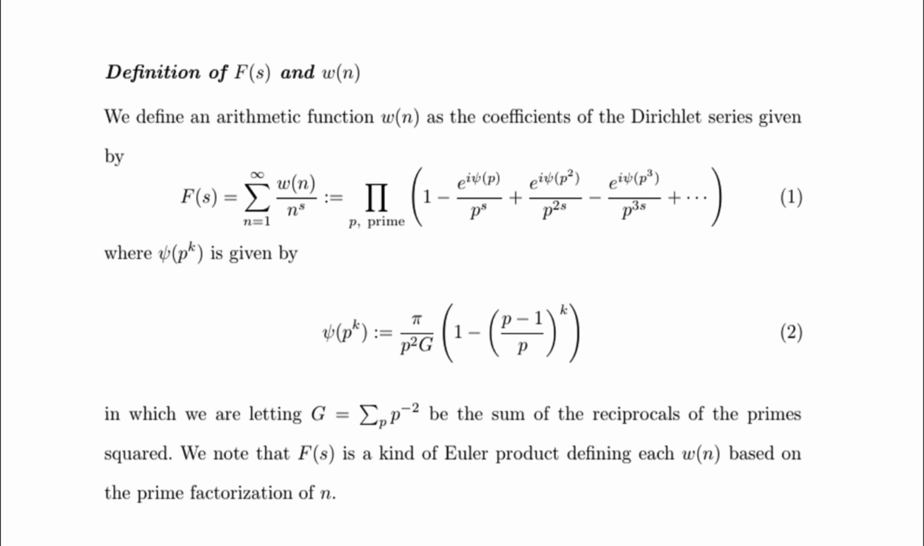That's all for today. In video 3, we are going to circle back to this part of the paper again, and we're going to talk about W of n and F of s, and we're going to talk about what Sky means when he says that F is a kind of Euler product. Stay tuned.